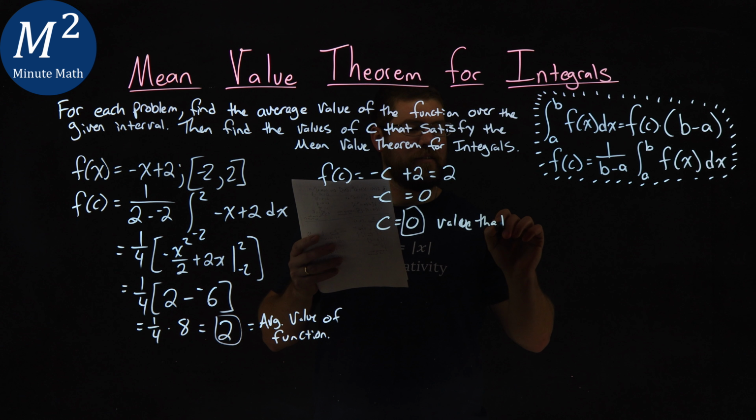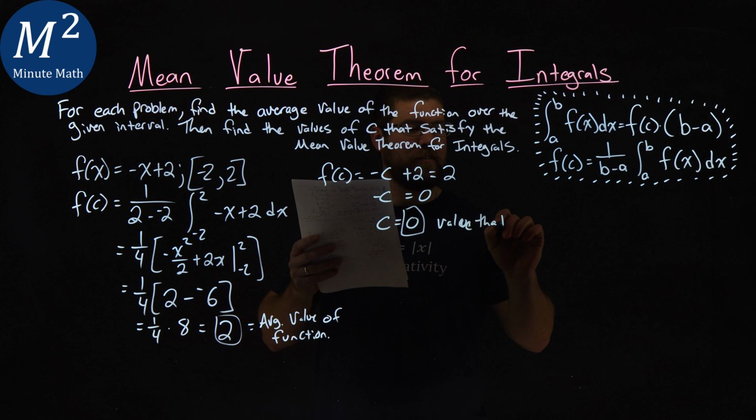Now, I did this work for you, and when I plugged a 2 in for x, I got a positive 2. When I plugged a negative 2 in for x in my function, I got a negative 6. Now we're subtracting a negative 6, adding a positive 6, so we have 1/4 times 2 plus 6, which is 8. That comes out to be 1/4 times 8, which is 2. And so 2 is our average value of the function over the interval.